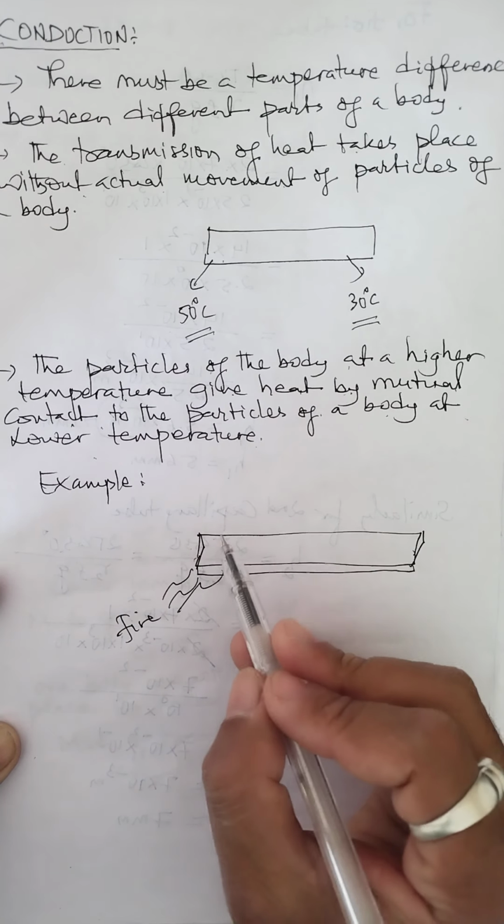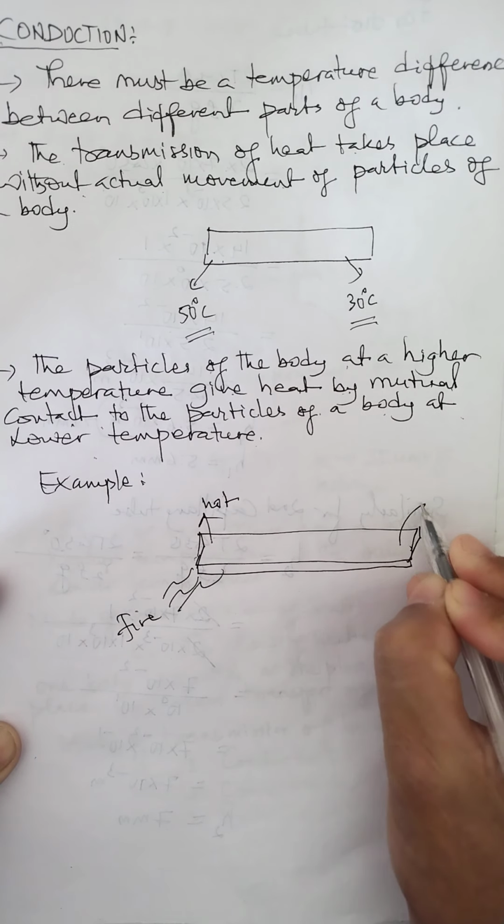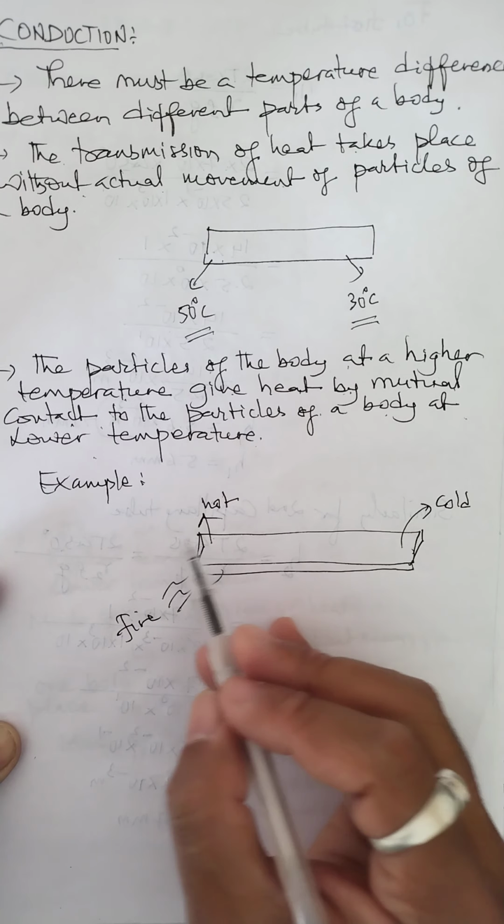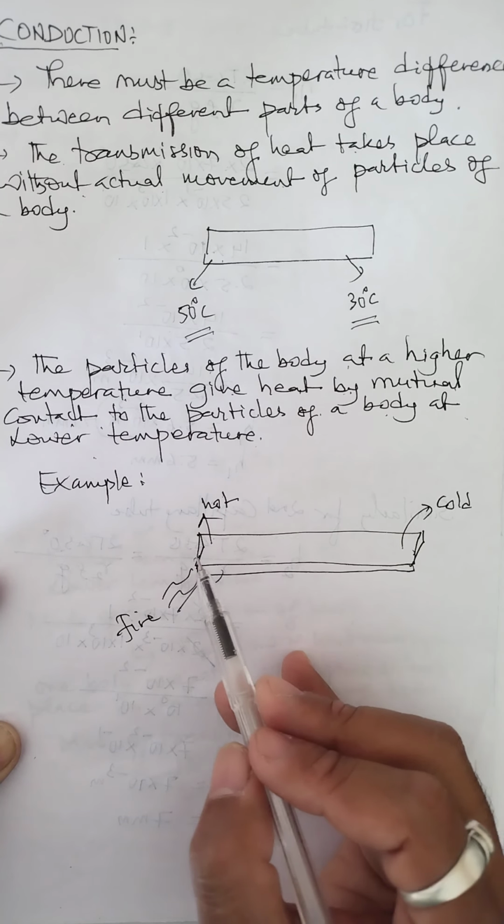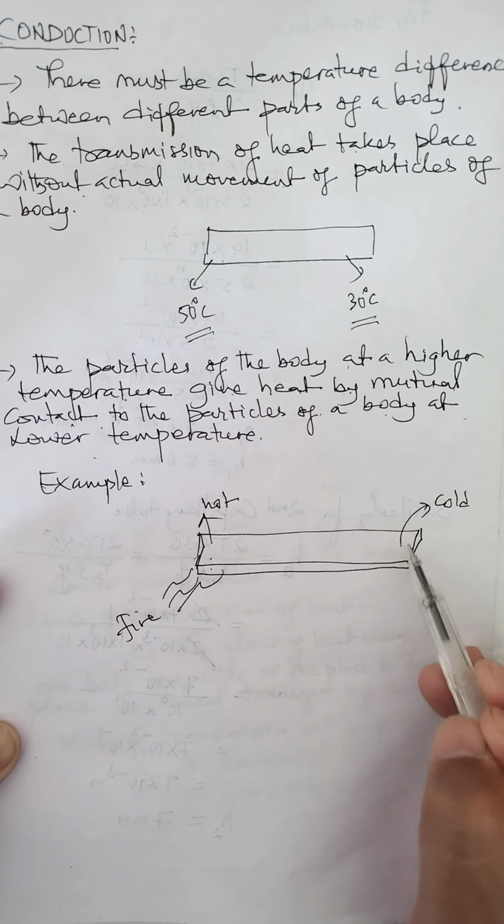So in this case, this end becomes the hot end and this end becomes the what end? Cold end. Because when you measure the temperature with the help of a thermometer, you find the temperature is higher at this end where you are supplying the heat, and lower at this end.